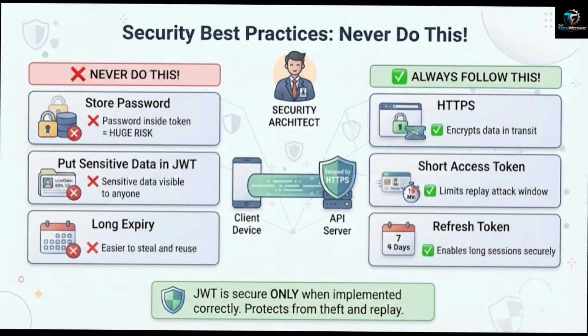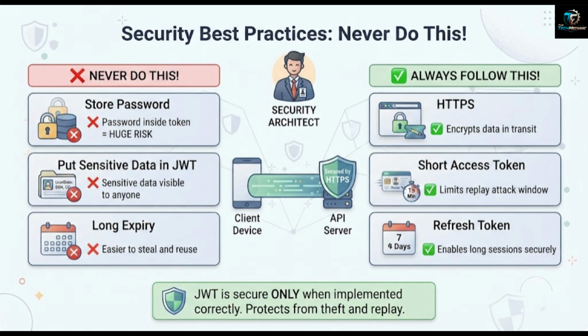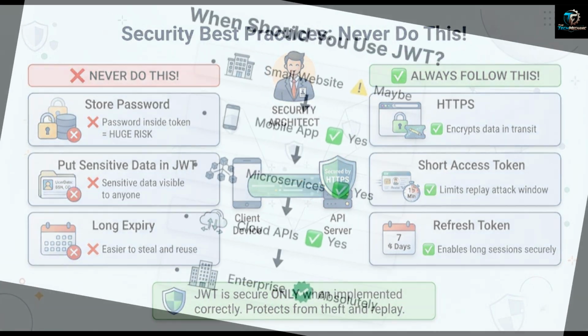JWT is secure only when used correctly. Never store passwords or confidential information inside a token. Always send tokens over HTTPS, keep access tokens short-lived, and use refresh tokens for long sessions. Following these best practices protects users from token theft and replay attacks.